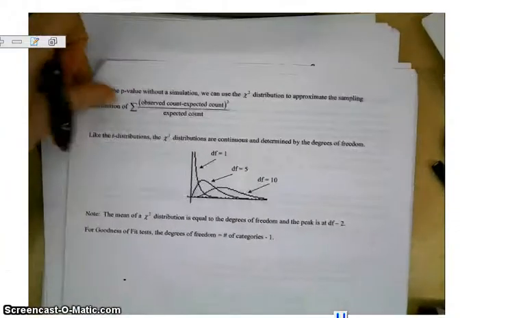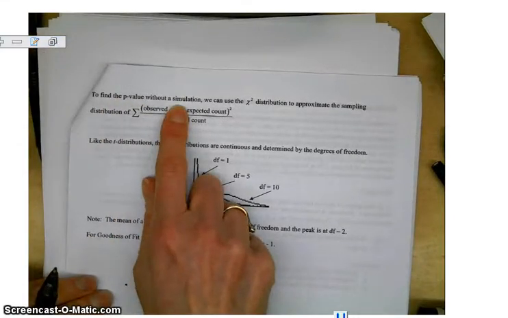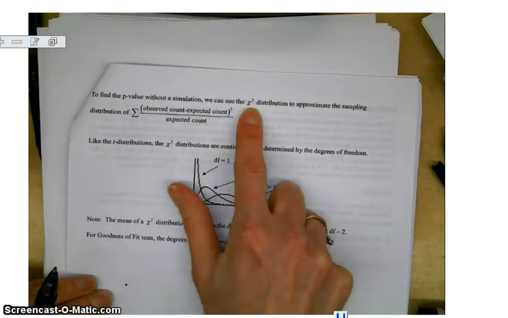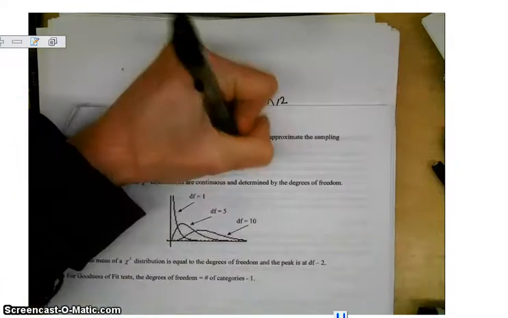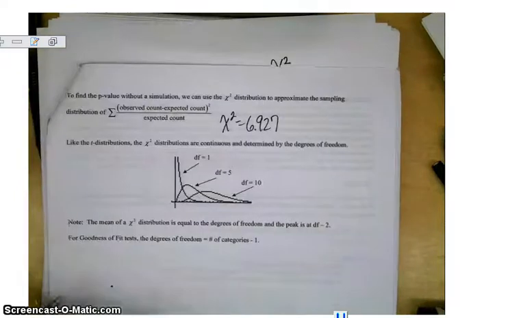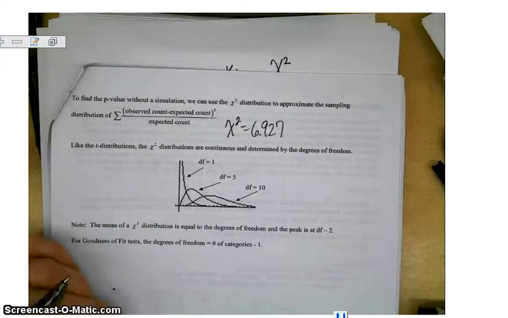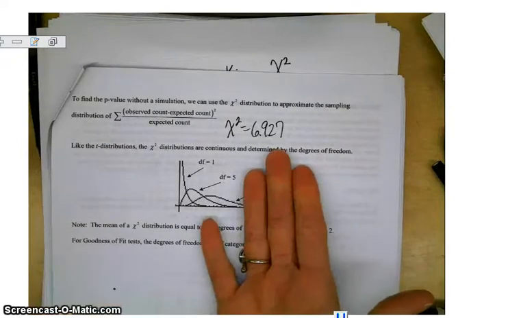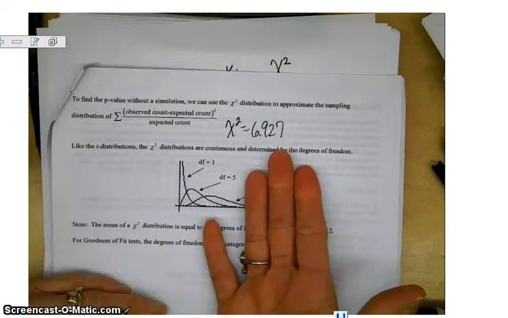So let's continue talking about the chi-square test, and we have a new distribution. To find the p-value without a simulation, we would have to use the chi-square distribution to approximate the sampling distribution of that value. We'll use the chi-squared value of 6.927 from our random sample. Now what we need is the probability of getting a chi-squared that large, assuming that the distribution of M&Ms is as the company says.